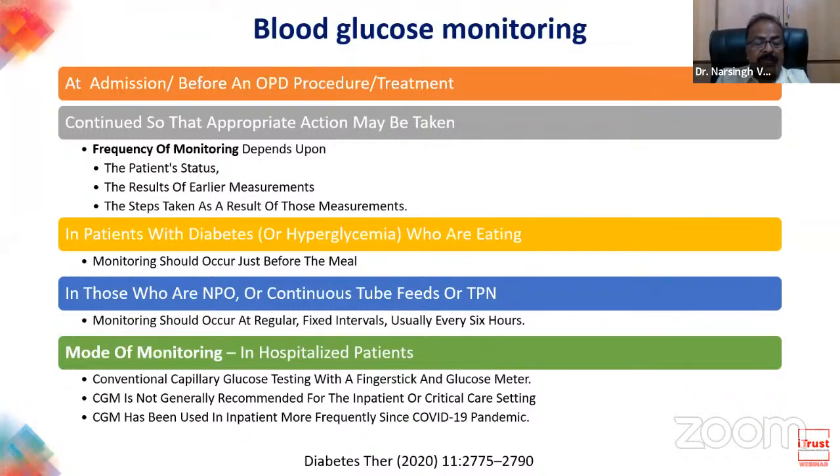The mode of monitoring should definitely be conventional capillary glucose testing by finger stick and glucometer. That is the best way. We don't have any better way at present. CGM is not generally recommended for inpatient or critical care settings. CGM has been used in inpatients more frequently since COVID-19. Next one, please.